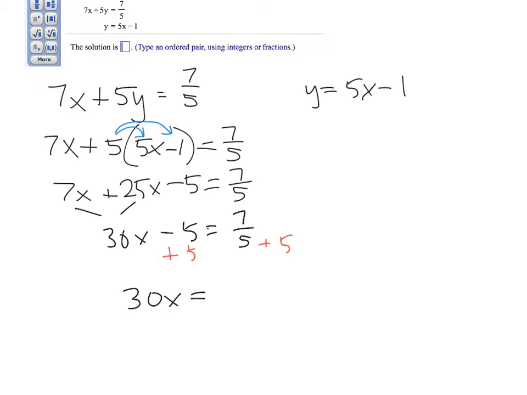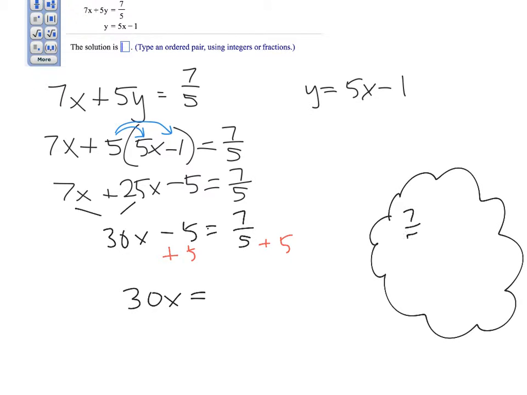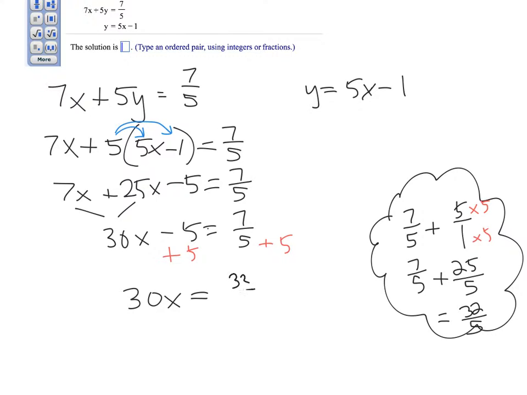Now, over here on scratch paper, if I want to add 7/5 plus 5, I'm going to think of that 5 as 5 over 1. And then I'm going to multiply both the numerator and the denominator by 5 to get us a common denominator. So that gives us 25 over 5. And so adding those two together gives me 32/5. So this junk right here, 7/5 plus 5, gives me 32/5.